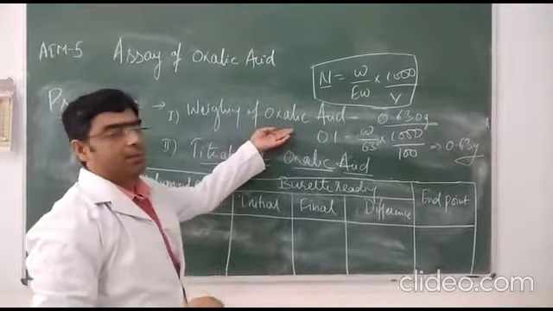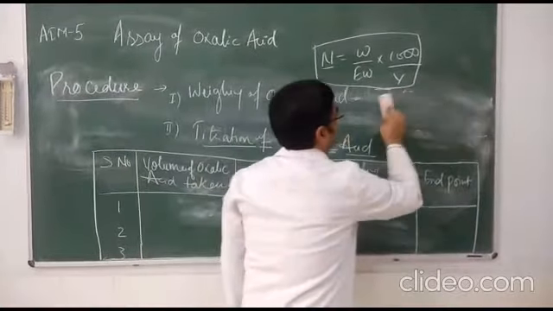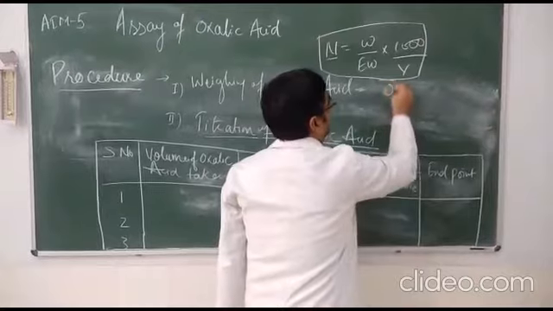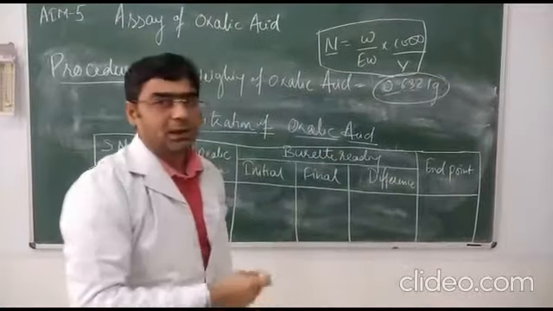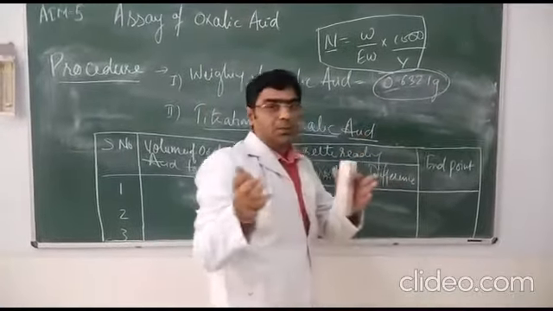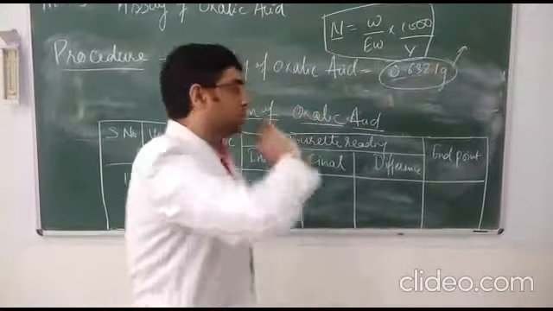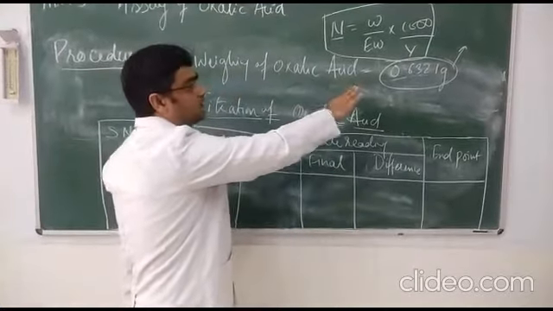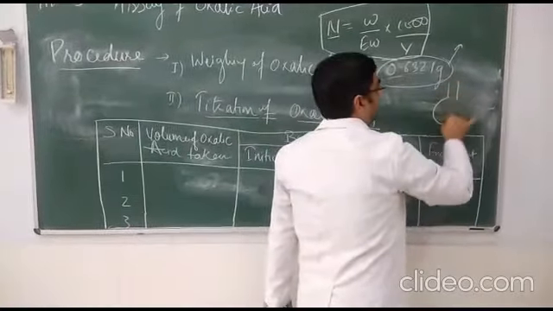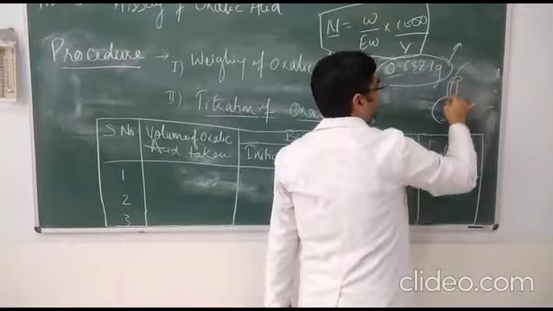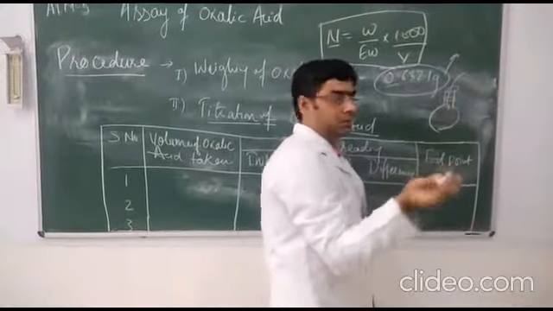The weighing of oxalic acid will be done with the help of a balance. Suppose we have done the weighing and it comes to approximately 0.6321 gram, which we do with the help of an analytical balance. We are just supposing that this is the amount which we have weighed out. Now after the weighing, we will transfer this oxalic acid into a 100 ml volumetric flask. This is a 100 ml volumetric flask. You will transfer it here and mix it with distilled water up to 100 ml. It has a mark of 100 ml, which I will show you.